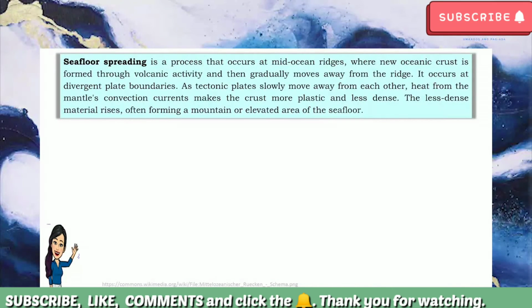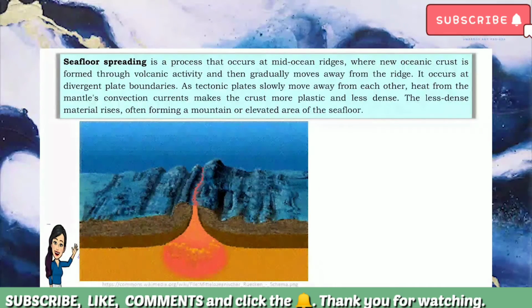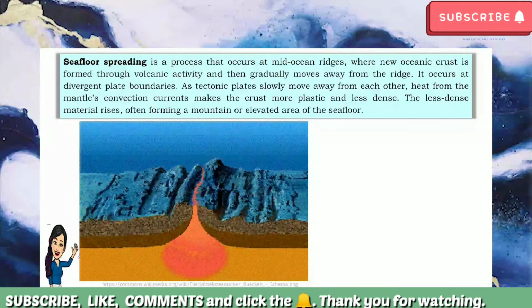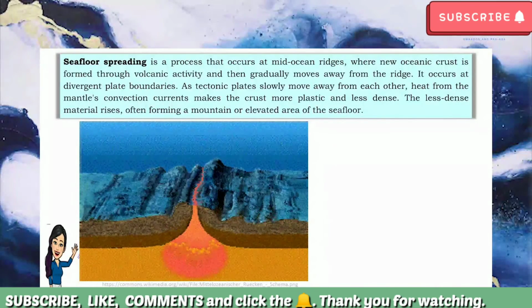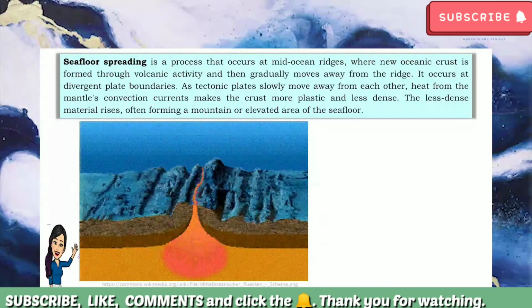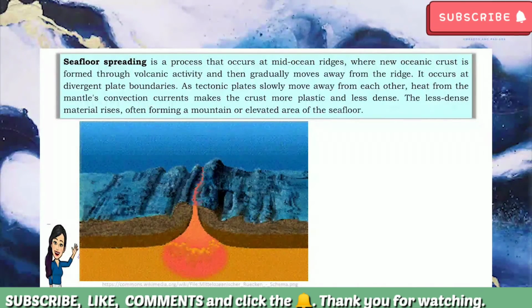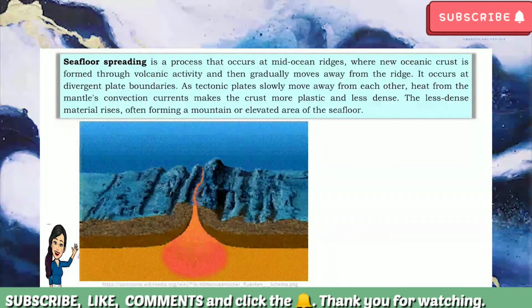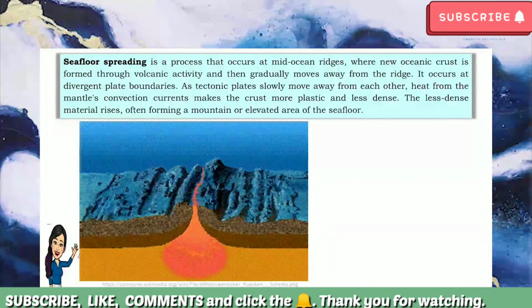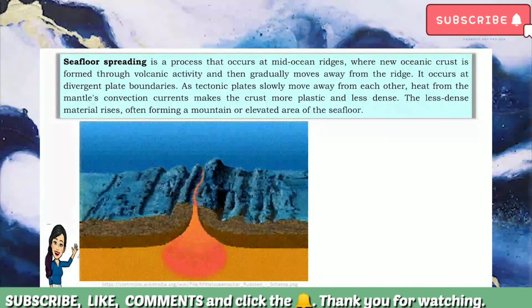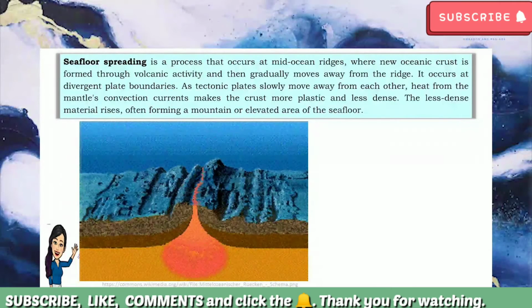Seafloor spreading is a process that occurs at mid-ocean ridges, where new oceanic crust is formed through volcanic activity, and then gradually moves away from the ridge. It occurs at divergent plate boundaries. As tectonic plates slowly move away from each other, heat from the mantle's convection currents makes the crust more plastic and less dense. The less dense material rises, often forming a mountain or elevated area of the seafloor.